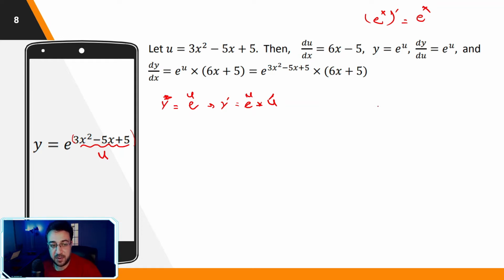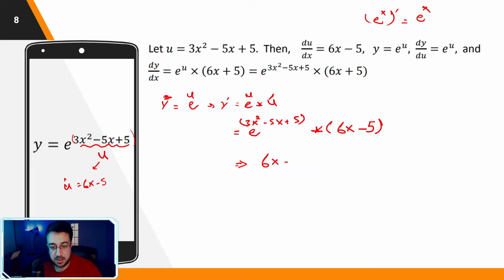So e to the u times u prime. If that's u, what is the u prime? U prime equals 6x, following the power rule, minus 5. Now e to the power of u, let's remove the u and bring it back as it was: e to the power of 3x squared minus 5x plus 5. Okay, that's the first part, multiplied by the u prime we said equals 6x minus 5. Then your final solution would be 6x minus 5 multiplied by e to the power of 3x squared minus 5x plus 5.